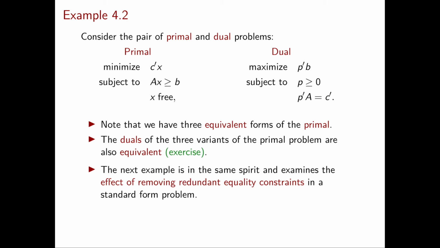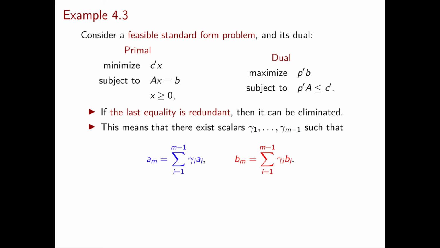In the next example, we're going to see how a different manipulation to the primal problem also leads to equivalent dual problems. In particular, we look at the primal problem in standard form, and we assume that one of the equality constraints is redundant. We will then see that the original dual problem is equivalent to the dual problem obtained after dropping such a redundant equality constraint.